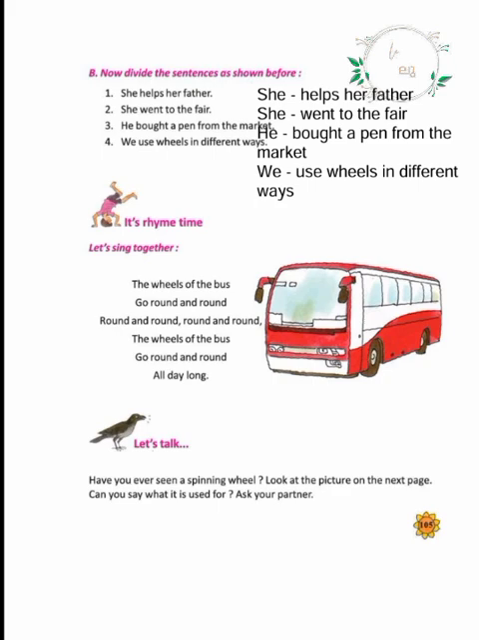So she, that's the first word, went to the fair. We divided it. That's the second sentence. He bought a pen from the market. So he, that's the first word, bought a pen from the market. That's the third sentence. We use wheels in different ways. We, that's the first word, use wheels in different ways.